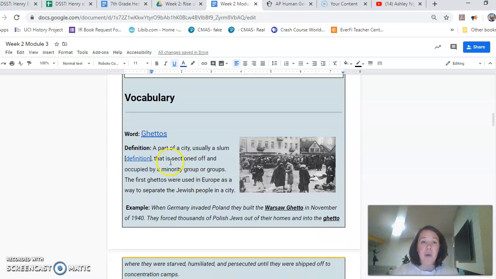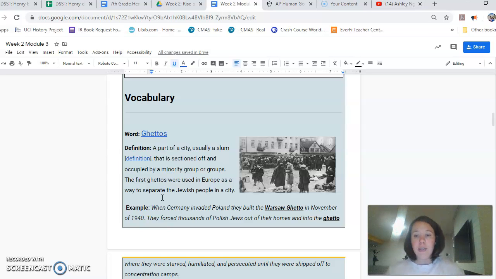Again, today's vocabulary word is ghettos. We've already defined it as a part of a city, usually a slum, that is sectioned off and occupied by a minority group or groups. The first ghettos were in Europe as a way to separate the Jewish people in a city. This is not the first time groups were sectioned off. It's like, that's the German section, that's the Jewish section, that's the Irish section.